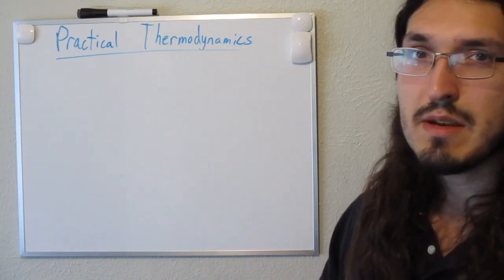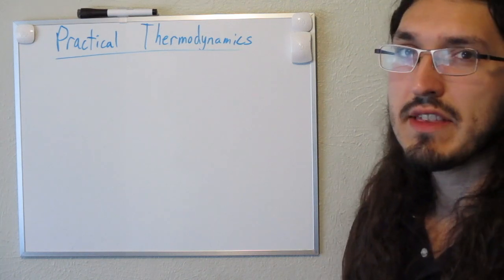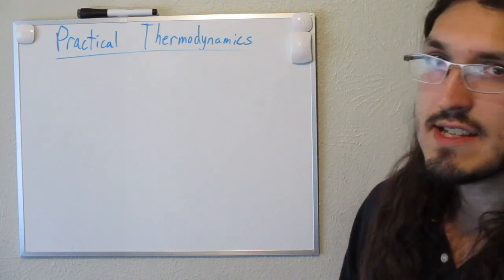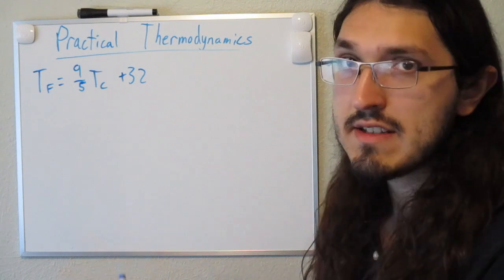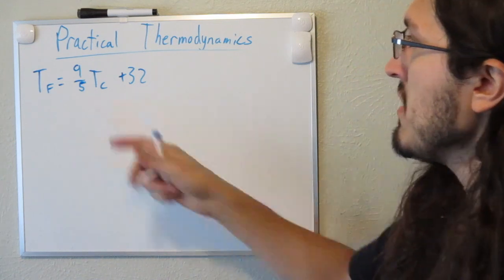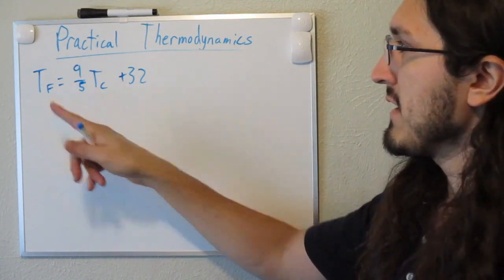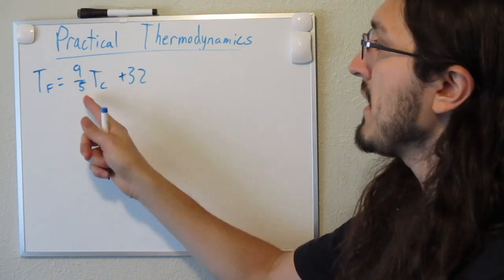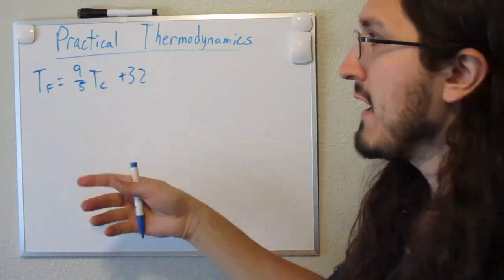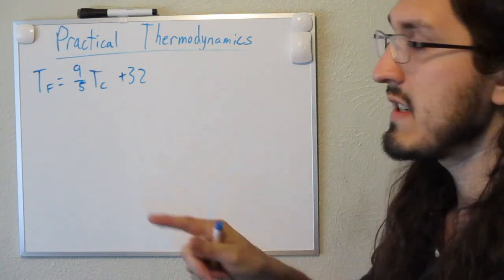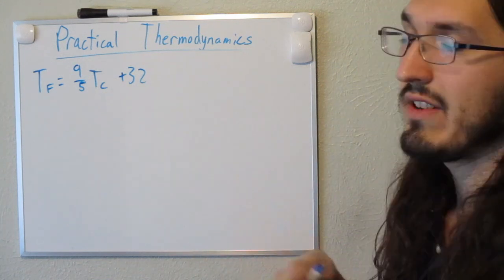But first, I'm going to start off with temperature conversions, and we'll begin with how to convert from Fahrenheit to Celsius. Okay, if we were converting from Celsius to Fahrenheit, we could use this equation, which says that the temperature in Fahrenheit is equal to 9/5, or 9 divided by 5, times the temperature in Celsius plus 32. I'm going to do a quick example now.